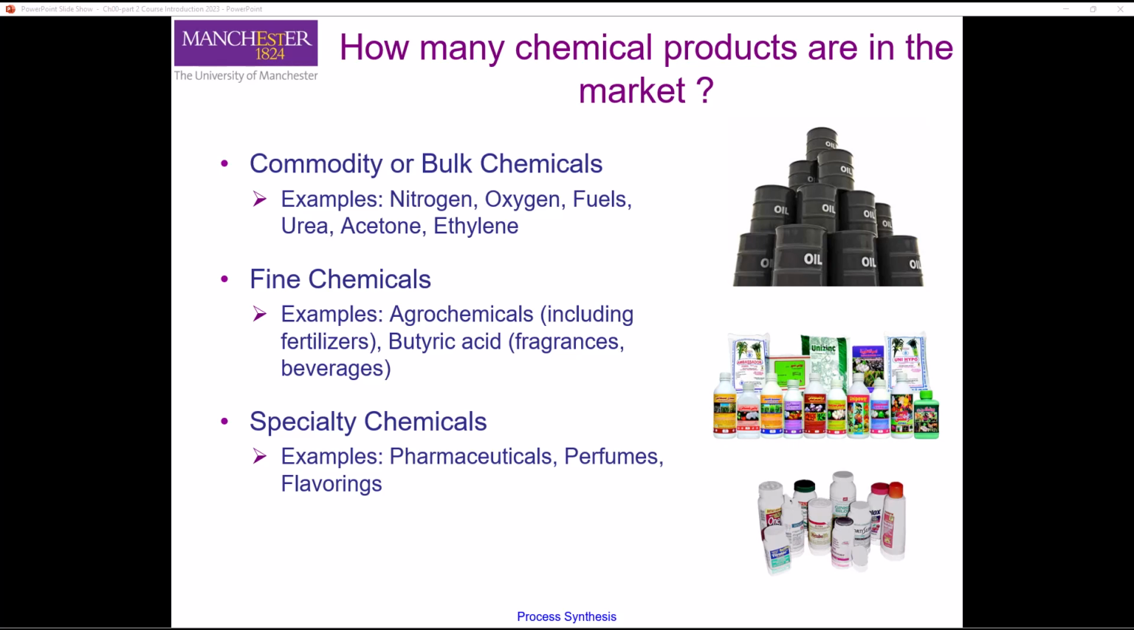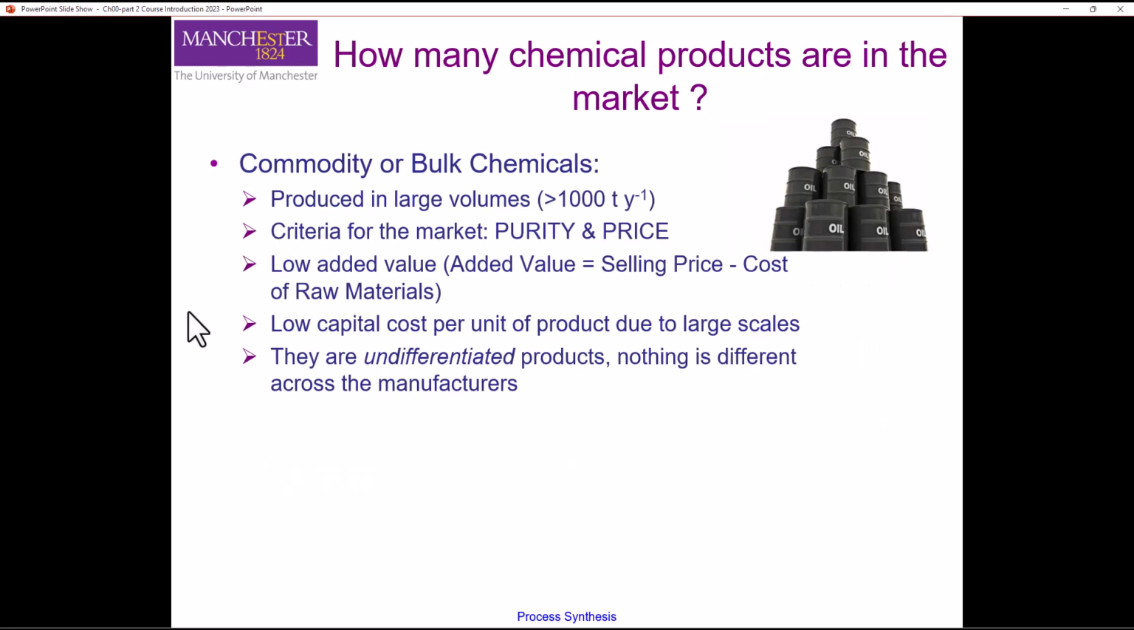Now let's look at these chemicals in a bit more detail and see what the individual features of these chemicals are. There are four main factors that help us decide how we can classify a particular chemical product into a specific class of chemicals. And these factors are composition versus function, scale of production, profit margins, and whether the chemical is considered differentiated or undifferentiated. So let's have a look at what these factors mean and how we can actually use them to classify a chemical. Okay, so let's look at that. First one, we have commodity or bulk chemicals.